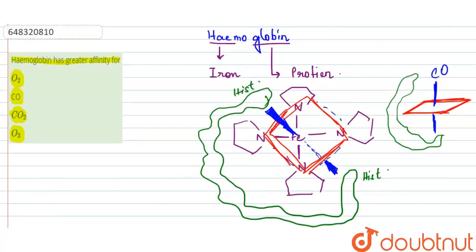So the maximum affinity is experienced by option number B, carbon monoxide, as it coordinates perpendicular with the plane of this porphyrin ring. So the correct answer is option number B. The rest of the options are wrong.